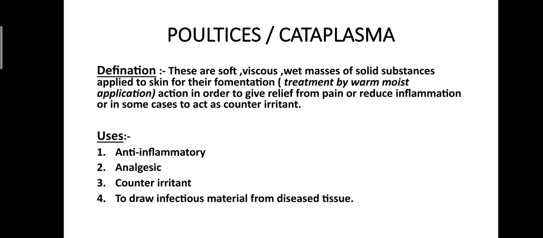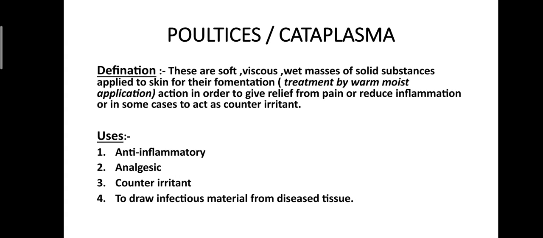Last topic of the video: poultices or cataplasma. Definition: these are soft, viscous, wet masses of solid substances applied to the skin for warm moist application, in order to give relief from pain or reduce inflammation, or in some cases to act as a counter irritant. This is the definition of poultices.